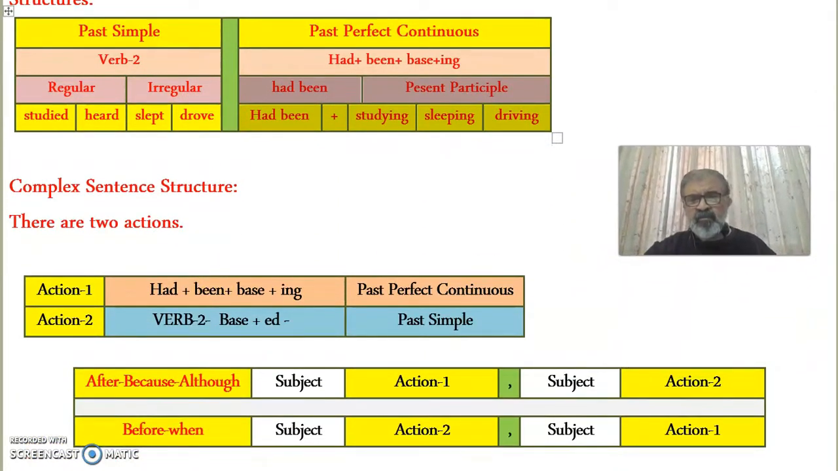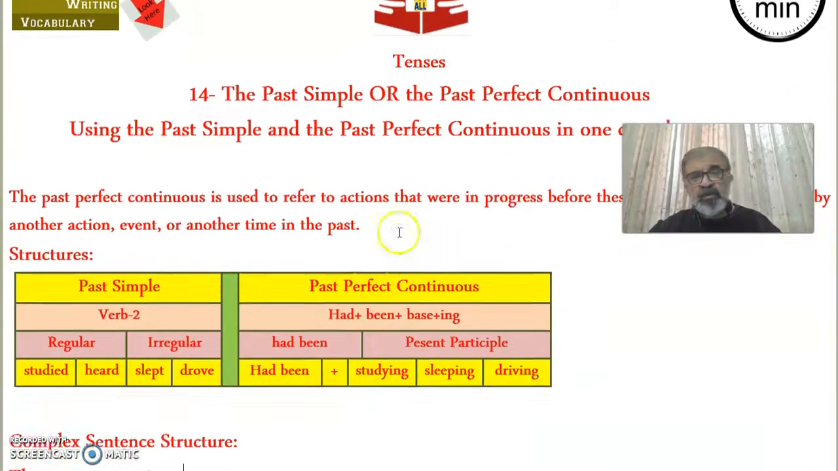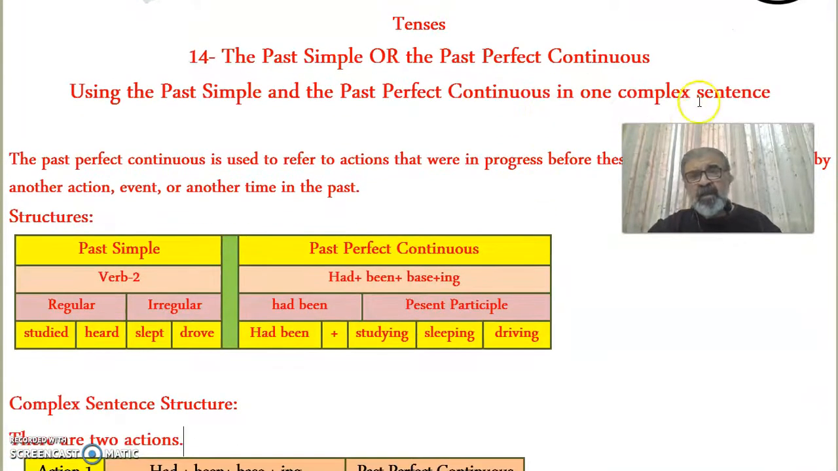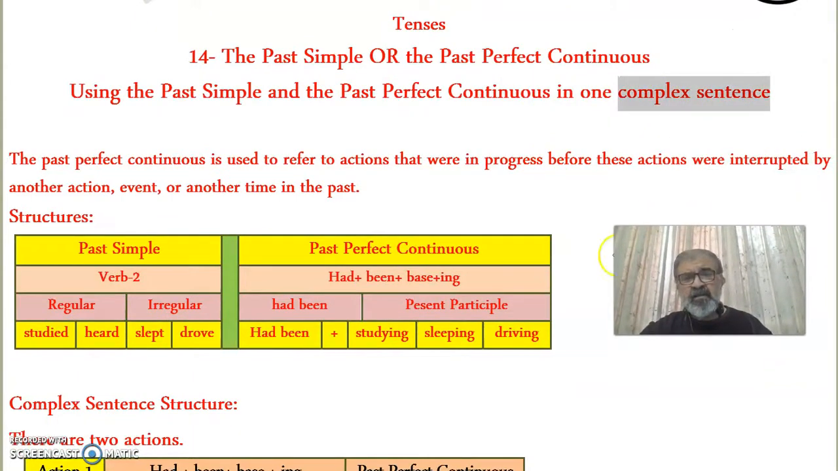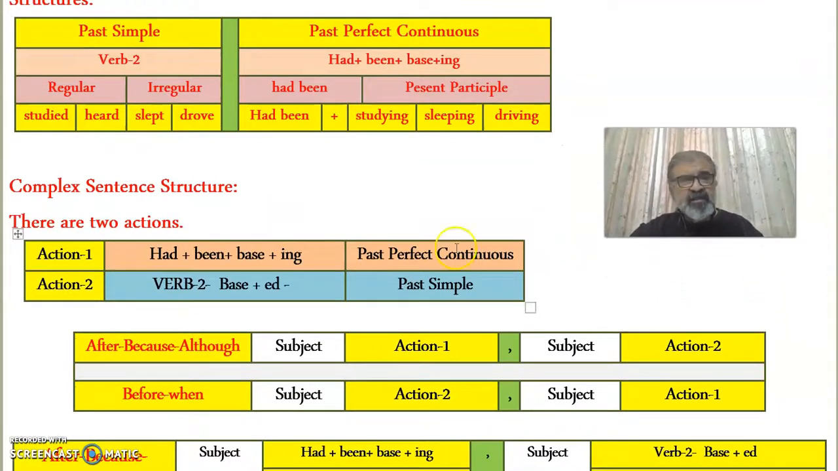Now let's look at the complex sentences. Let me remind you of something very important, that we are dealing with complex sentences. And because we are dealing with complex sentences, there are always two verbs, two actions. Now the first one is action 1, which is the past perfect continuous, had been ing, and then action 2 is past simple. But let me remind you of something very important. When you make complex sentences by using the past simple as one of the two verbs, the past simple, the verb 2, always comes as action 2.